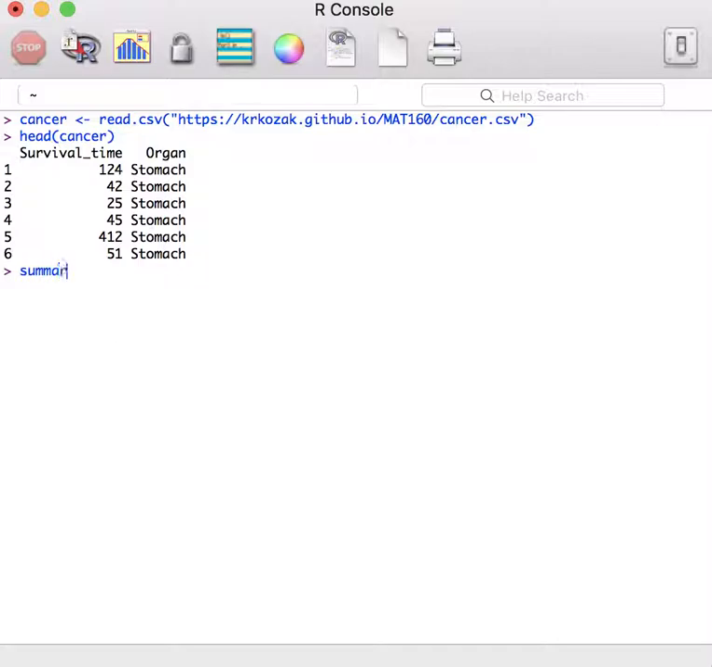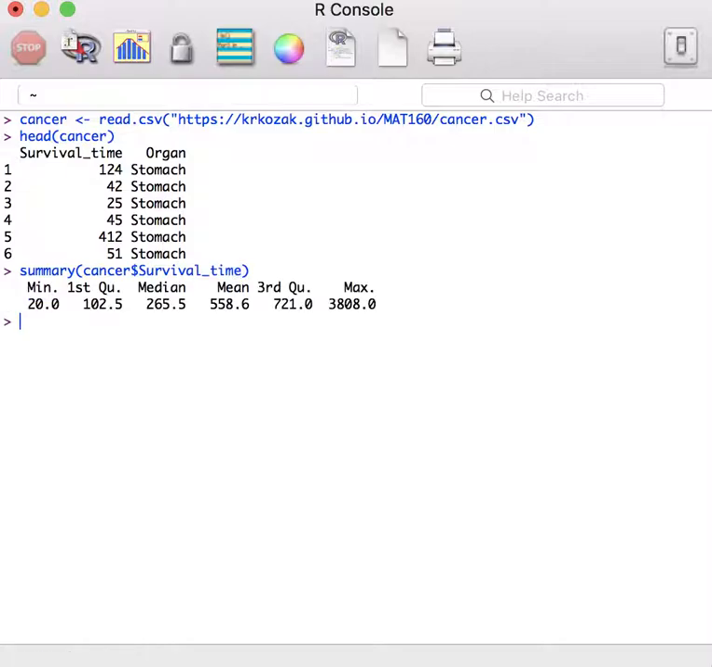So we're going to use the command summary, and we are using the dataset Cancer, and we want to use the variable survival time. It's just going to summarize this. This is actually a precursor to things we're going to be doing when we get into descriptive statistics, and this is just one of the many different commands that we can use in R for descriptive statistics. It gives you your minimum, some things that you may or may not know from previous classes, and then it gives you your maximum.